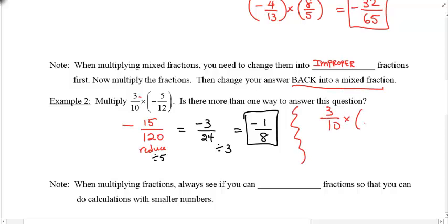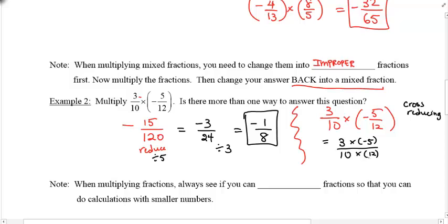3/10 times negative 5/12. This is the method called cross-reducing. It's always nice to be able to deal with numbers that are smaller first before you multiply, because when you multiply, things get big. And really what I said to you earlier was we just multiply the top numbers together. So really we're just doing 3 times negative 5, and we're dividing that by 10 times 12.